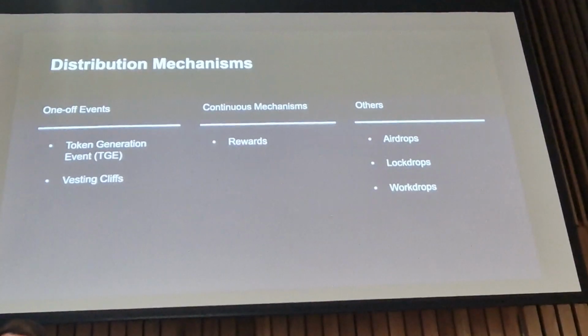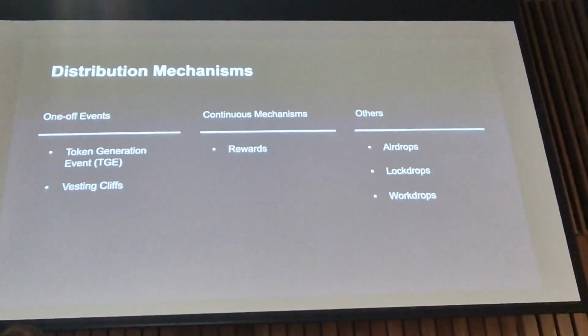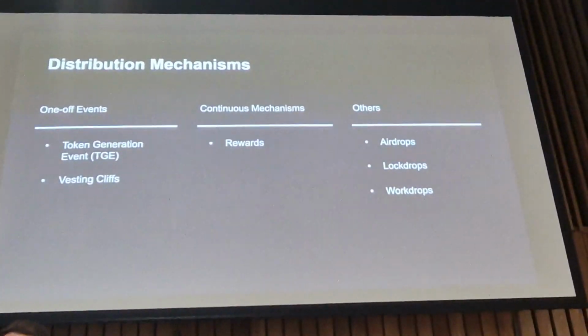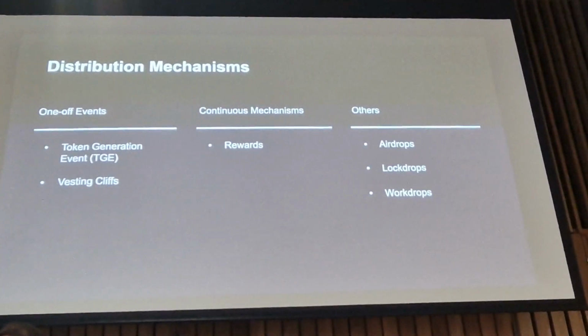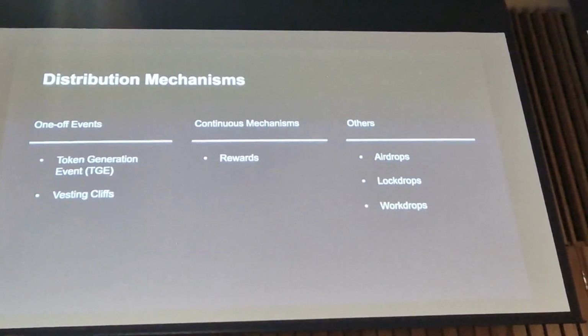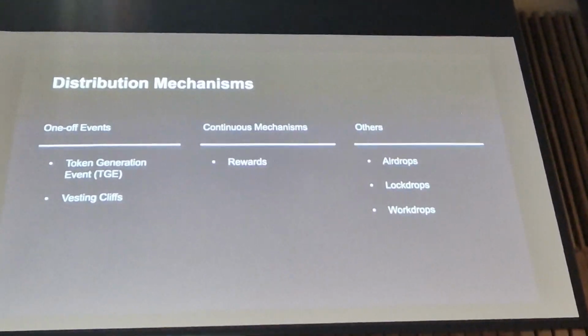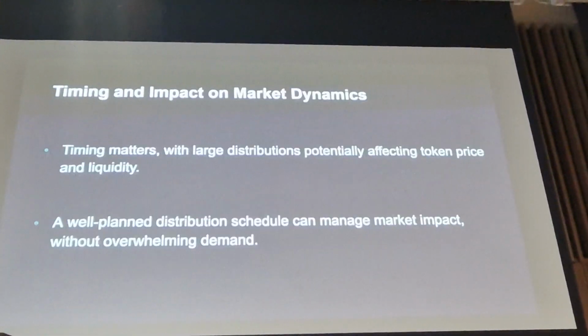So we can delineate between three categories here. We have one-off events, which is typically going to be associated with a token generation event. Then we have continuous mechanisms, so this would be where rewards fits in. And then we have other mechanisms, so airdrops are one such example of this and are popular in the industry right now. There are probably views on the utility and purpose of airdrops, but that's probably a subject for another day.